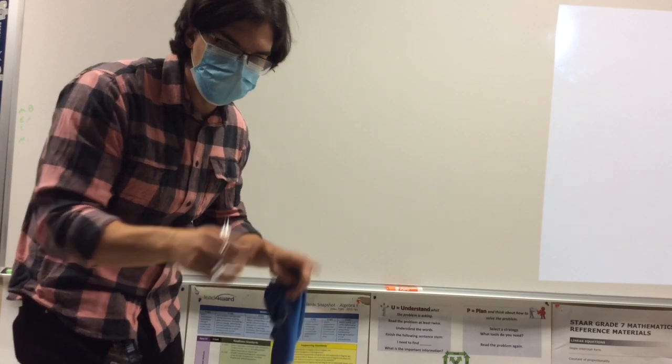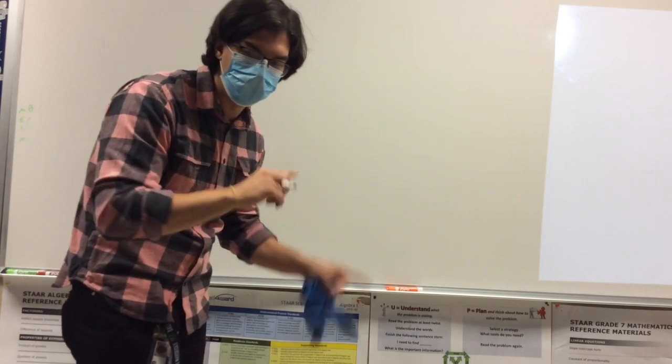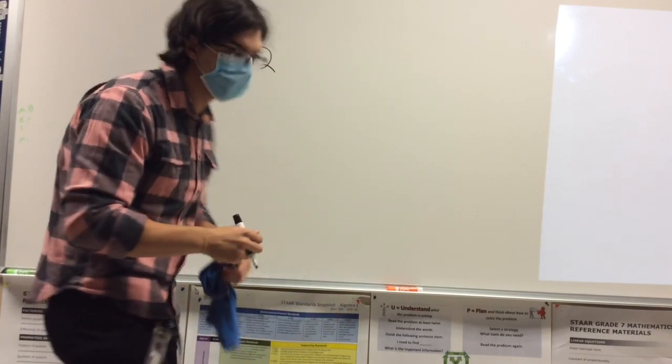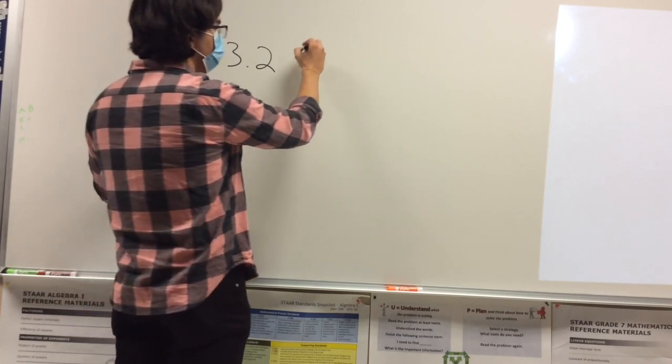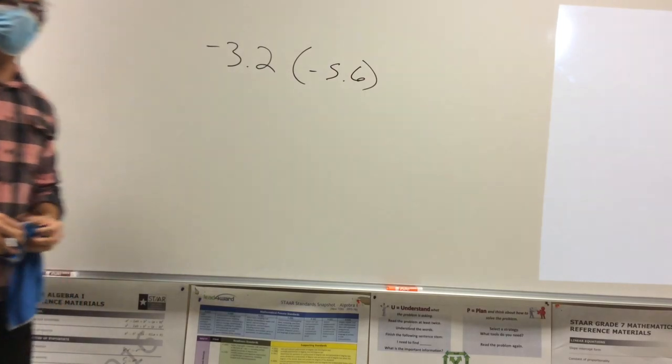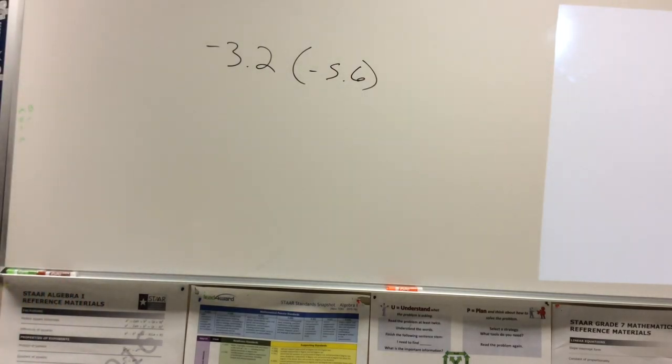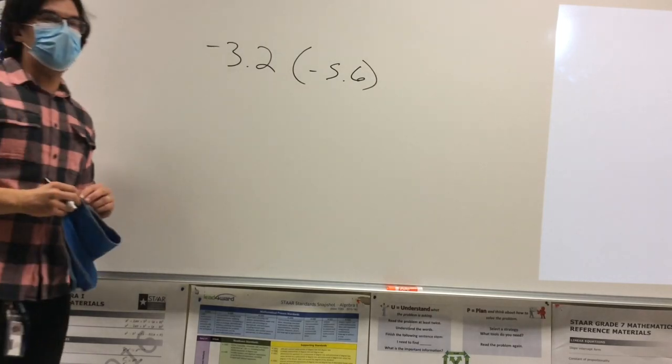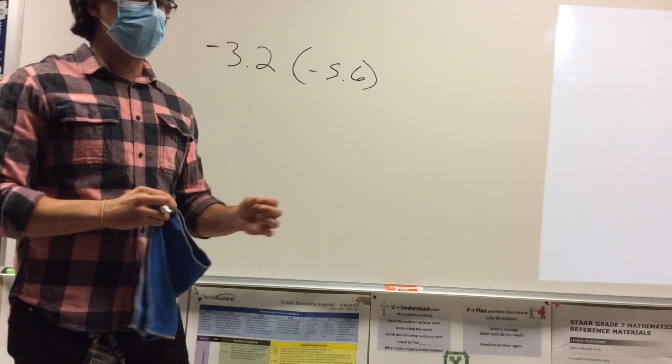And this is all we're doing today, just practicing this skill, because I feel like we need to refresh. So that's your choice. Negative 3 and 2/10 times a negative 5 and 6/10. How do I know this is multiplication? How do I know, Ms. Williams? Because there's no sign. There's no symbol there. The only time that we cannot have a symbol is when we're doing multiplication.